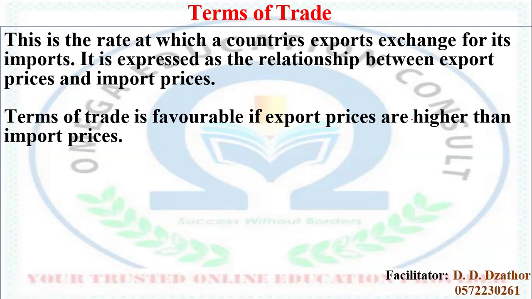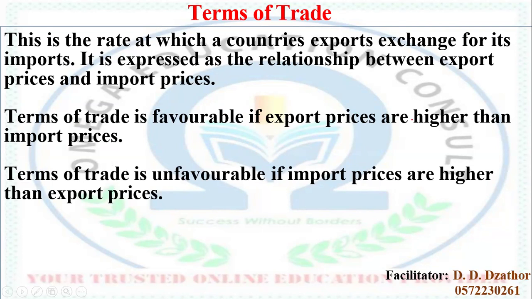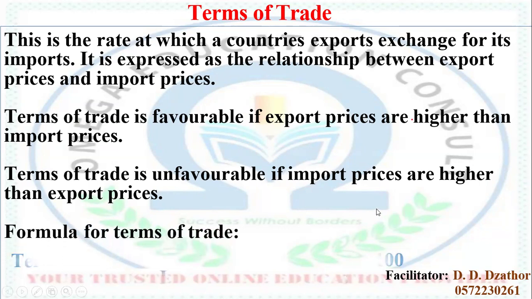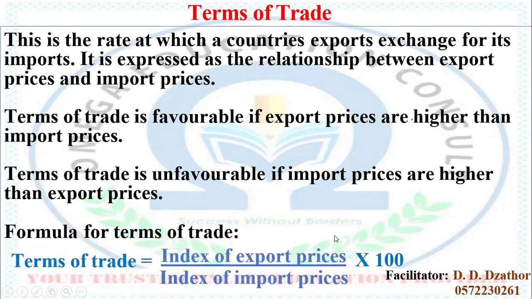Right. So as I mentioned, terms of trade can be favorable or unfavorable. If our export prices are higher than the import prices, then our terms of trade is favorable. However, terms of trade becomes unfavorable when the export prices are lower than the import prices, which means that the country loses anytime it trades with its international partners. Now, the formula for terms of trade is this. The index of export prices over the index of import prices times 100. This is what we use in computing terms of trade.